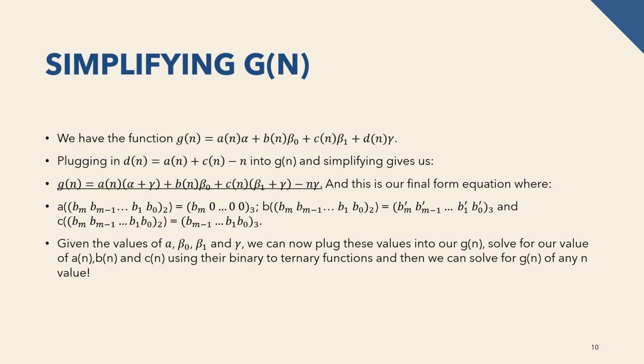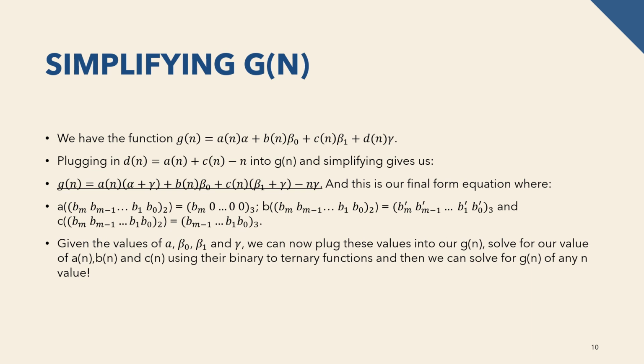So we're going to plug what D of n equals into our G of n. And it now simplifies down to G of n equals A of n, parentheses, alpha plus gamma, plus B of n beta 0, plus C of n, parentheses, beta 1 plus gamma, minus n gamma. And this is now our final closed form equation for G of n, where A of n, B of n, C of n all equal these binary expressions.